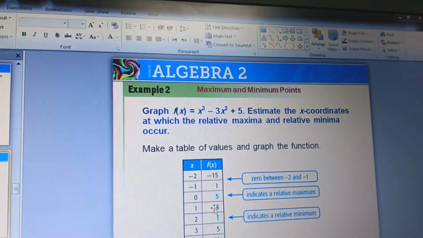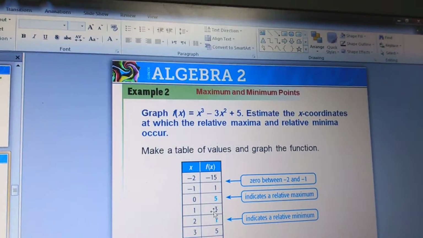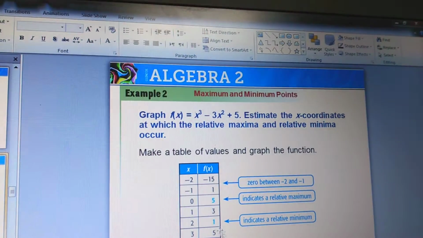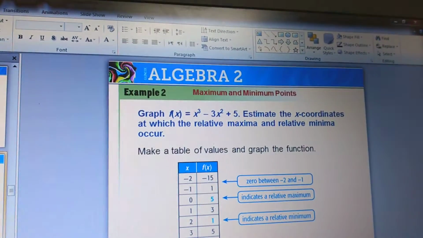Here, 1 is between 3 and 5. 1 is less than 3 and 1 is less than 5. This means I have a minimum.